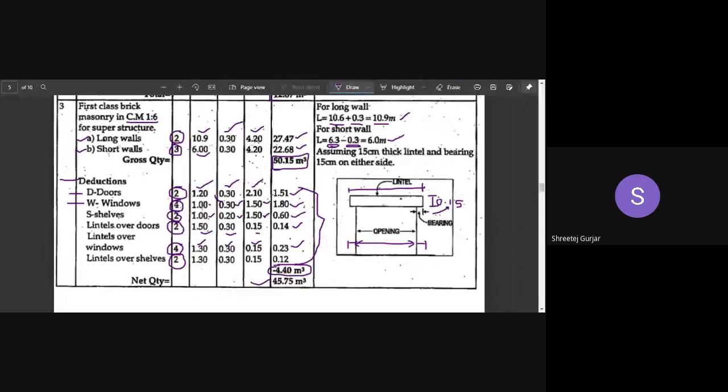So coming to the next method, that is your center line method. We have to solve the same problem using the centerline method. When your long wall and short wall are of the same specifications, like in this problem, it will be very easy to solve using the centerline method.